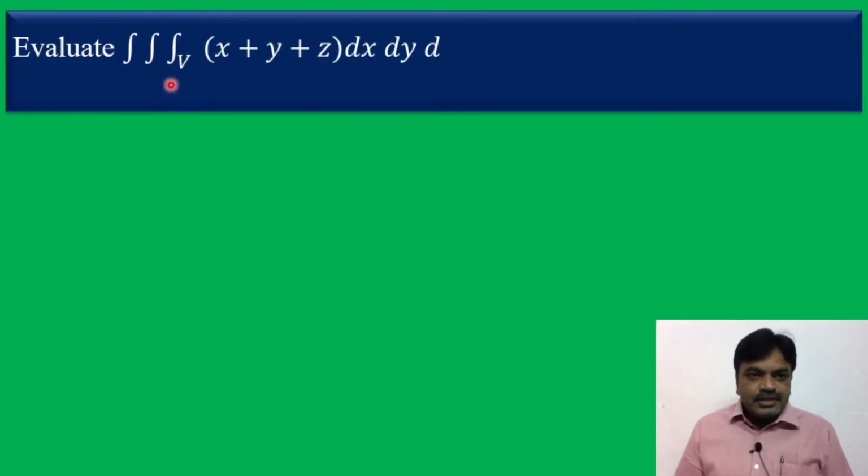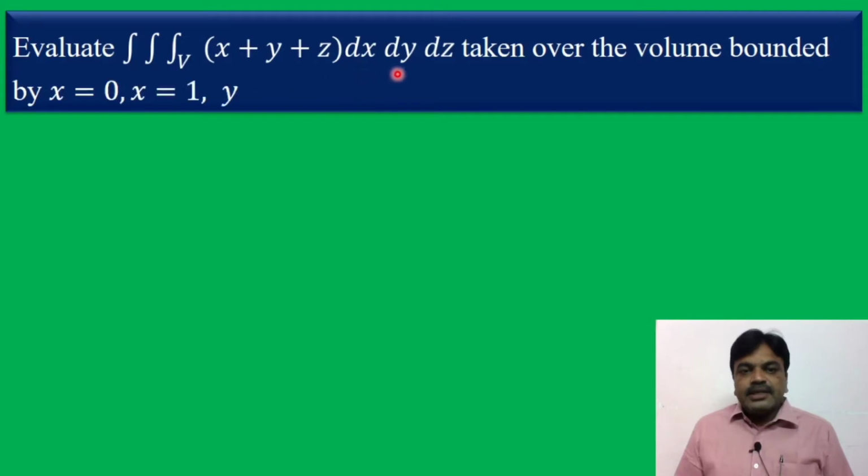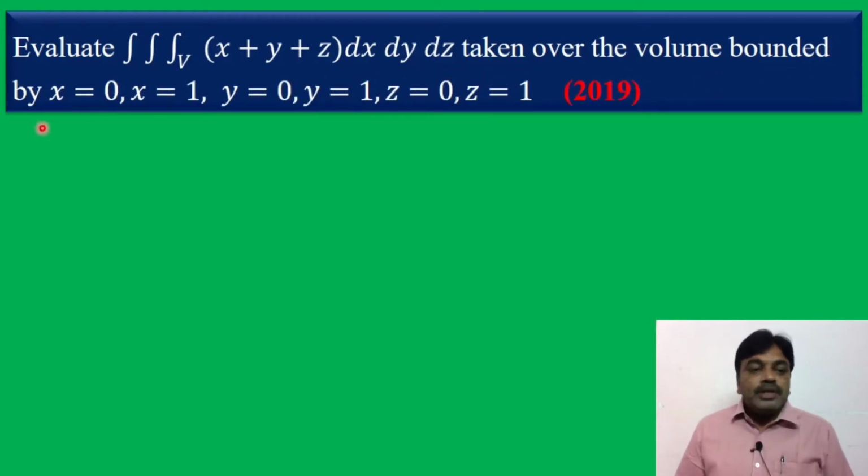Evaluate the triple integral over V of (x plus y plus z) dx dy dz taken over the volume bounded by x equals 0, x equals 1, y equals 0, y equals 1, z equals 0 and z equals 1. Okay, see friends, this is a 2019 problem, so important. Let us see the solution.